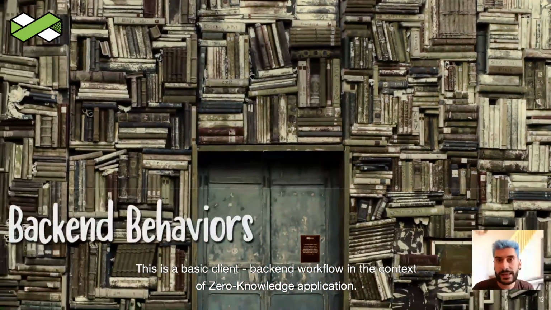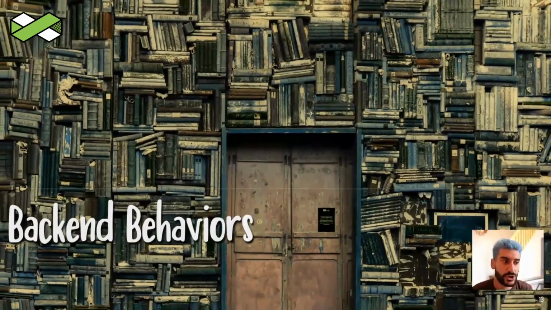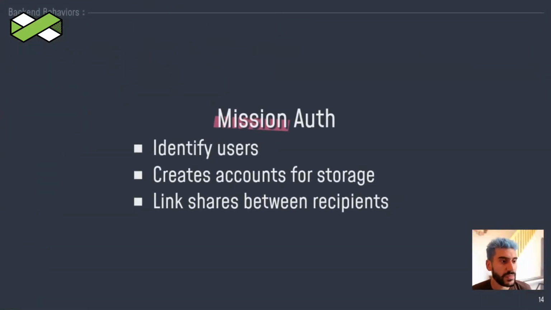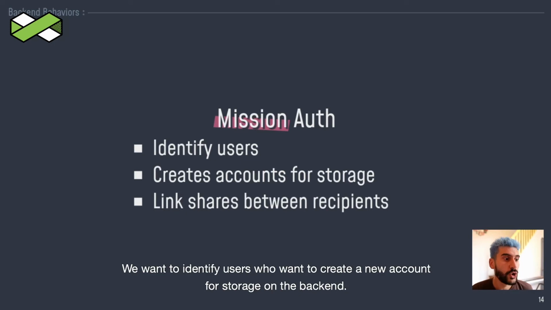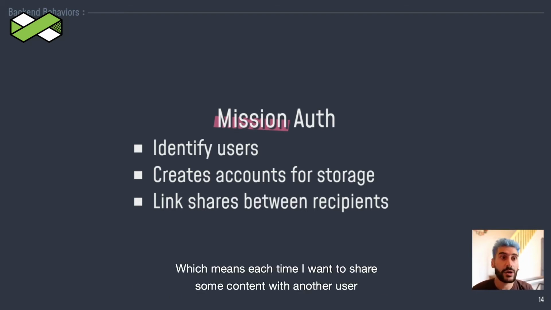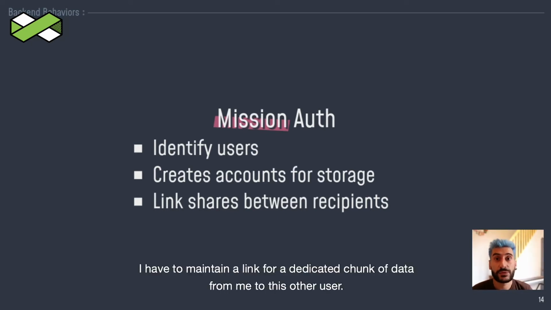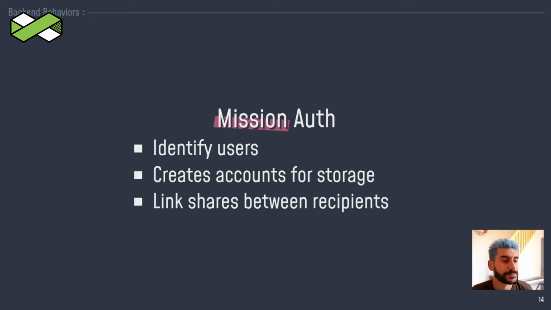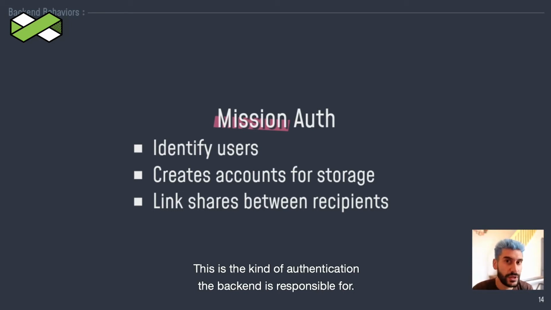This is a basic client backend workflow in the kind of zero-knowledge application. So, in this context, what exactly are the backend behaviors that we want to use in our zero-knowledge architecture? First mission is authentication. We want to identify users, we want to create new accounts for storage on the backend, and we want to link different shares between recipients, which means each time I want to share some content with another user, I have to maintain a link for a dedicated chunk of data from me to this other user. So this is a backend responsibility to maintain the state of those links. This is the kind of authentication the backend is responsible for.